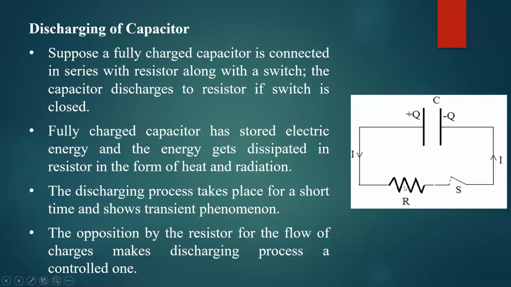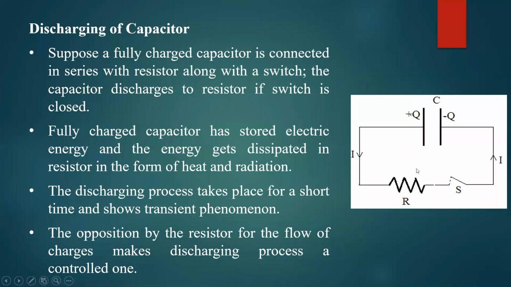That means the resistance opposes the current. That's why it will control the current which is passing through it. Because of that, the capacitor discharges slowly. If resistance is not connected, the capacitor will discharge quickly. Within no time, it will get discharged. And that's why the value of resistance controls the current.